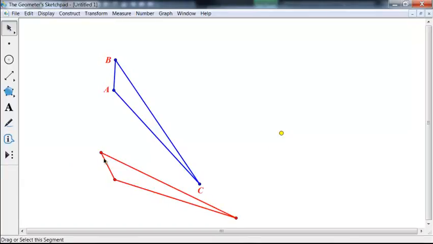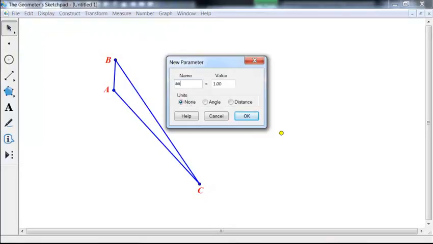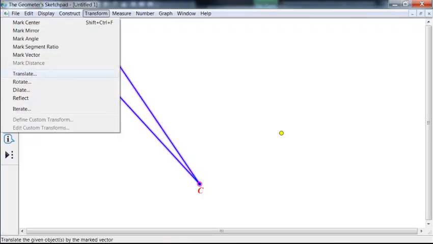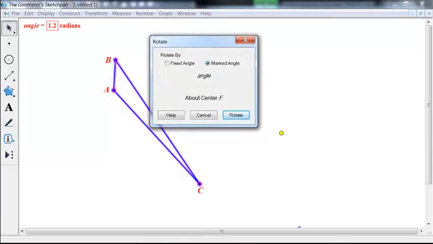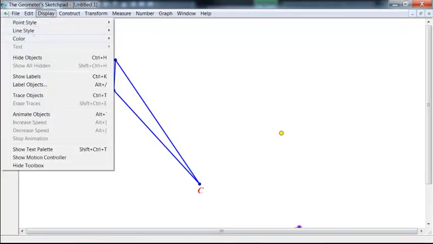Okay, what if I could do this by a parameter instead? For example, I could go to create a new parameter. Let's call it angle of rotation or magnitude. How about just angle? And 1.2 radians or something like that. Okay. And so now I can click on that and say transform, mark that angle. We've already marked this as the center. So if we identify our pre-image here and say transform rotate about the marked angle, and we can rotate there. It's down here. Let's turn it red.